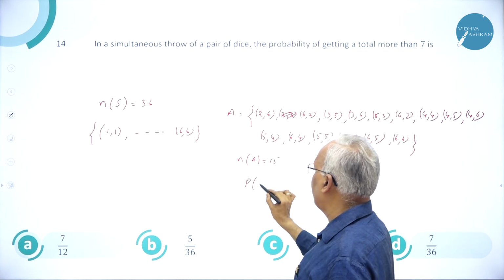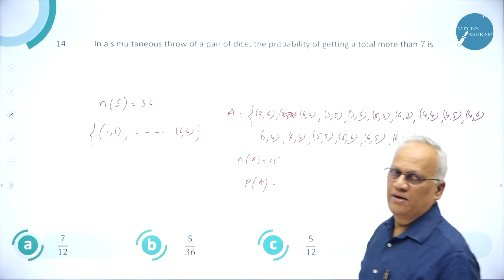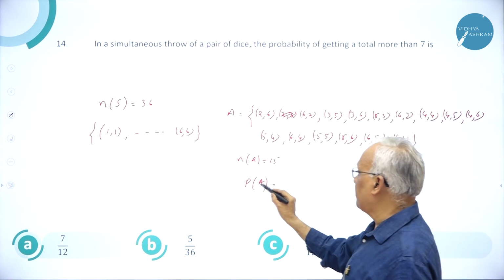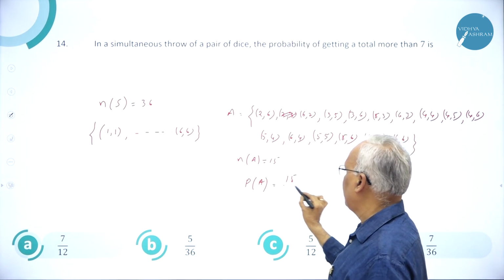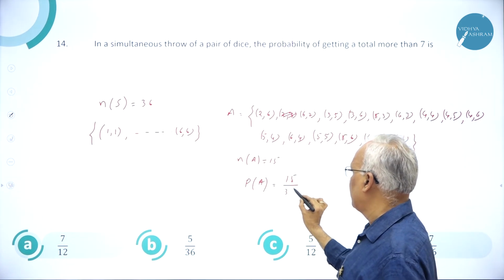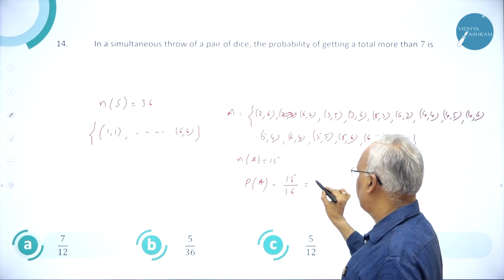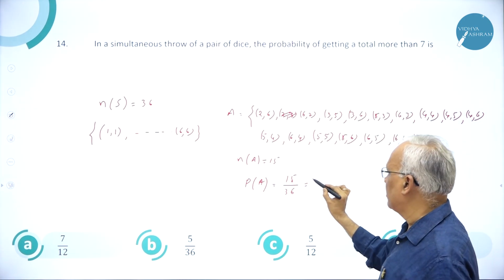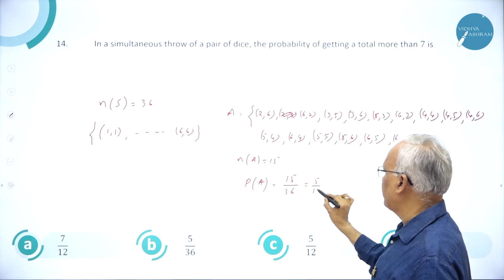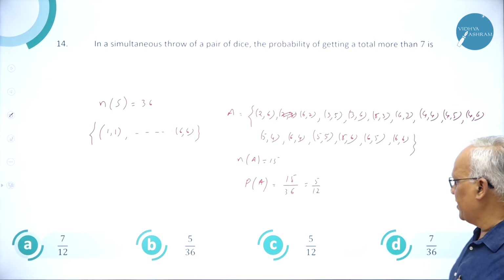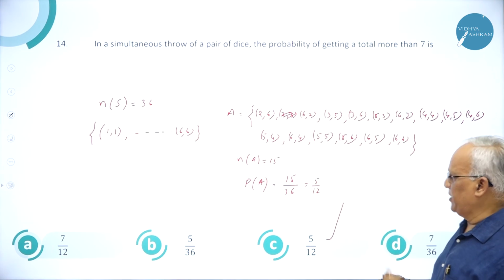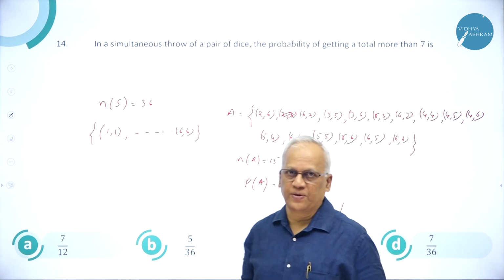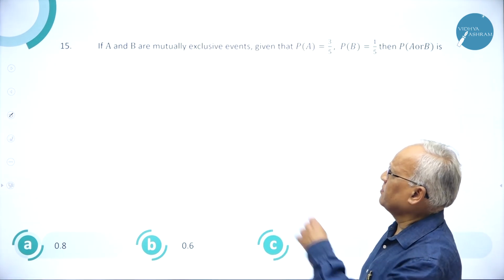So the probability of the event A, that is sum is more than 7, is the number of elements in A, that is 15, divided by the number of elements in the sample space, 36. So 3 divides both: 3 fives are 15, 3 twelves are 36. So 5 by 12 is the answer. So answer is C. So this is the way you write. Okay. Next, question number 15.